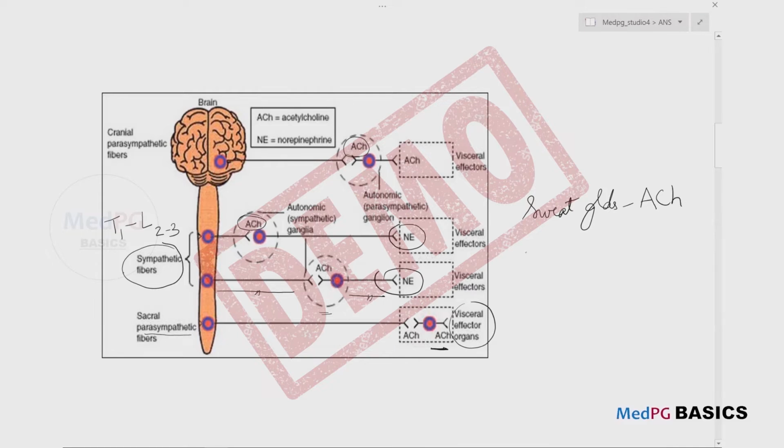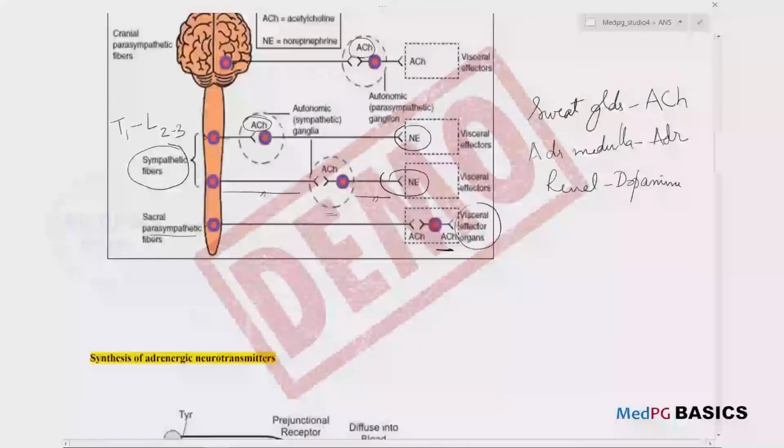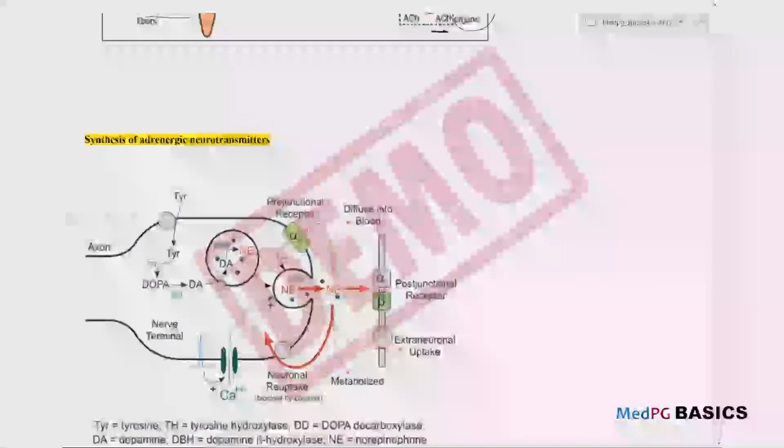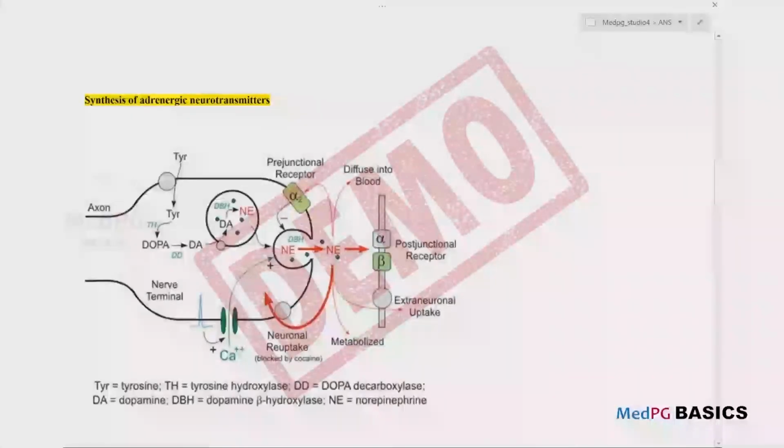Another area is the adrenal medulla, where methylation of norepinephrine takes place and adrenaline is released as a neurotransmitter. Then in the kidneys, dopamine is released. So these are the few exceptions. In all other places, it is norepinephrine that is released. So now we'll see how these neurotransmitters are synthesized.